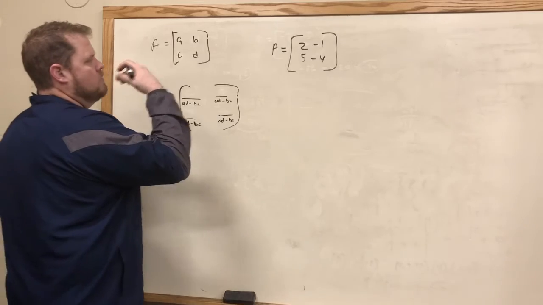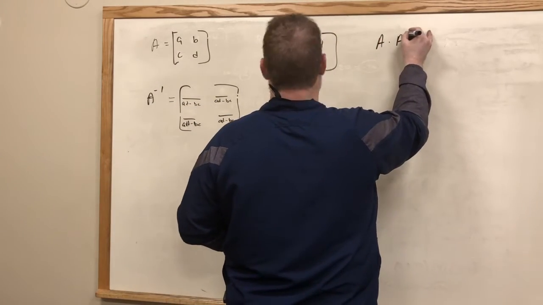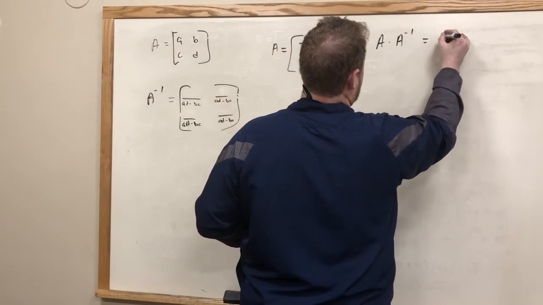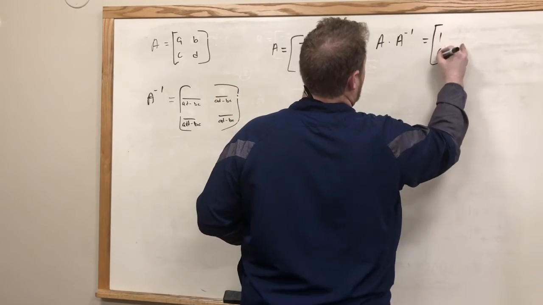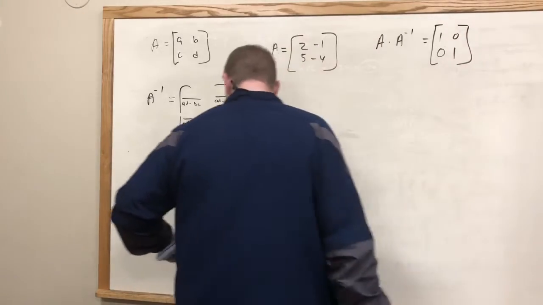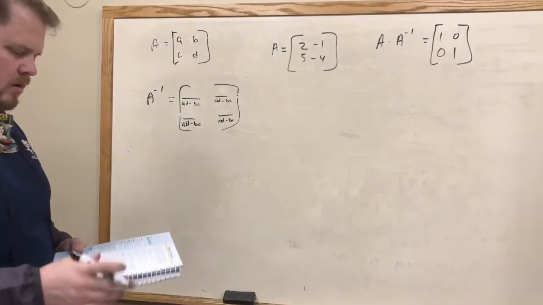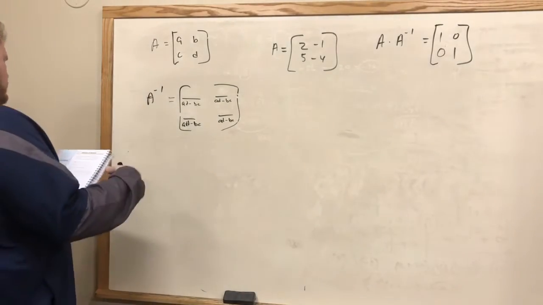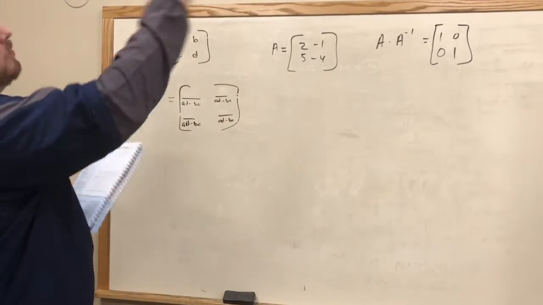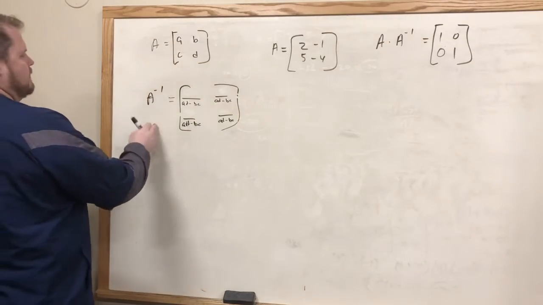Now, when you multiply A times A to the negative 1, which is your inverse, you're going to get the matrix 1, 0, 0, 1. That's going to be important for you to know at some point. So that's what your answer is going to be. It's going to equal that when you do the work. So now, let's think about it.